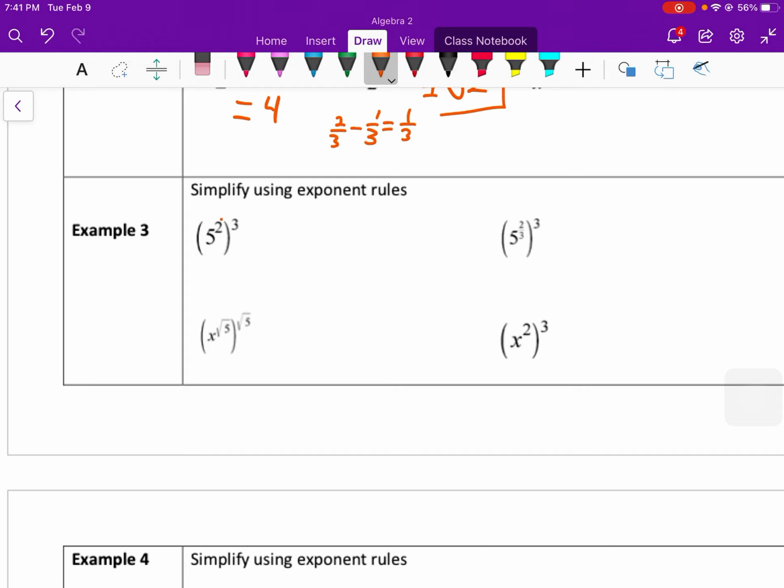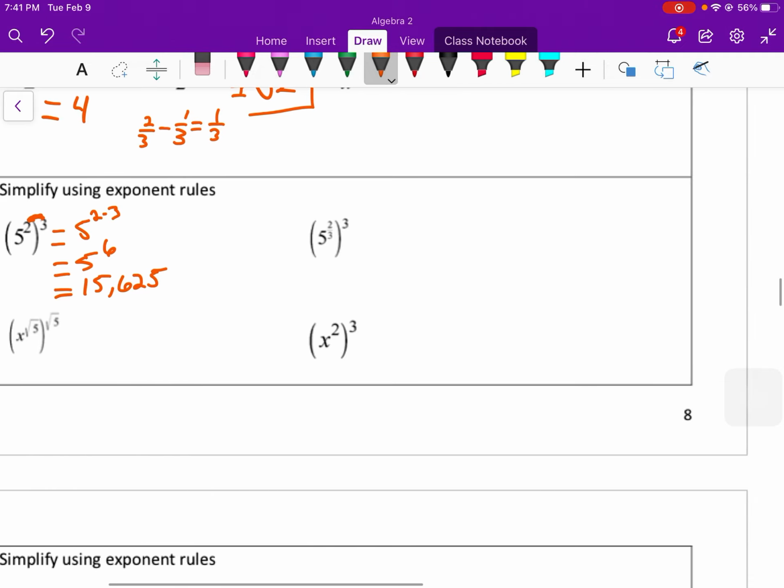All right, in this case here, now we have 5 squared, and it's a power to a power, so we have to multiply those. So we have 5 to the 2 times 3, 5 squared times 3. So that simplifies to 5 to the 6th power. I'm pretty sure I calculated that. It should be 15,625.